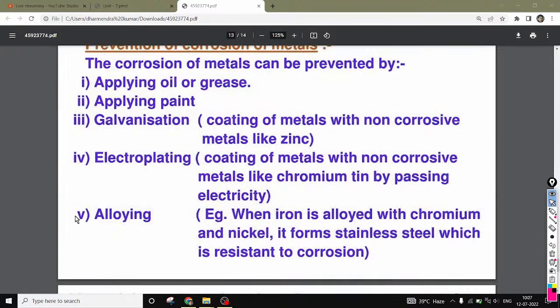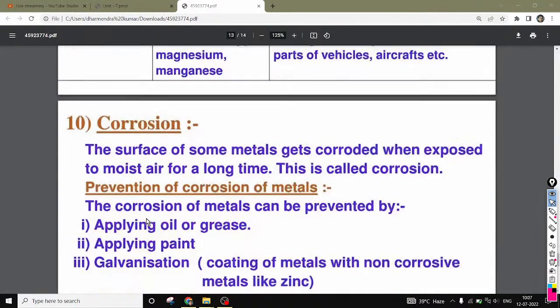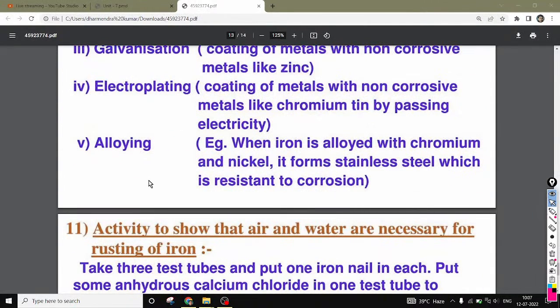And here alloying, right? Alloying is also one of the important things by which we can control the corrosion, or we can also prevent the corrosion from environmental moisture and air. So alloying, as you have seen in the previous section, like by making steel or stainless steel or alnico, bronze, and brass. So these are the different alloys. If you make different alloys, these alloys are resistive in nature towards corrosion, right? So that is why alloys are very useful for us.